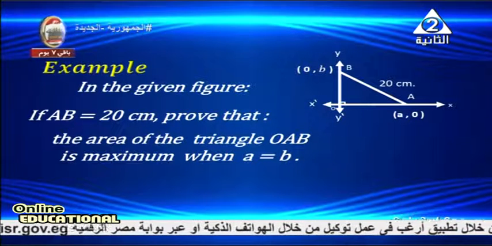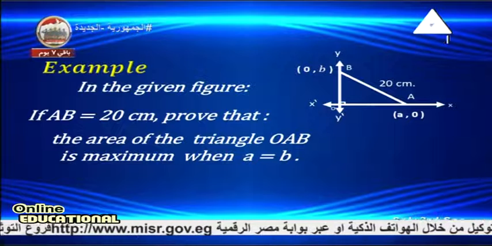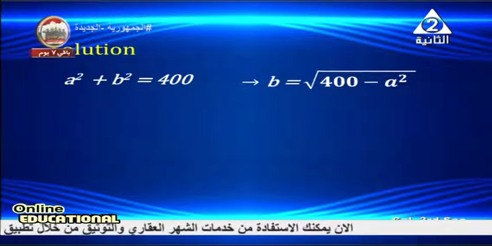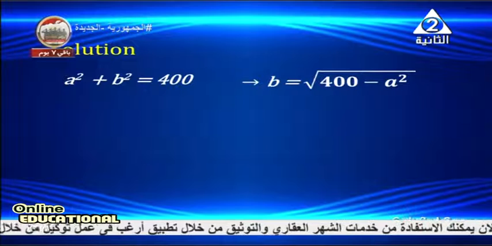Then, by using the Pythagorean theorem, a power 2 plus b power 2 equals 20 power 2. 20 power 2 equals 400. Then a power 2 plus b power 2 equals 400. What is the value of b? b equals the square root of 400 minus a to the power 2.